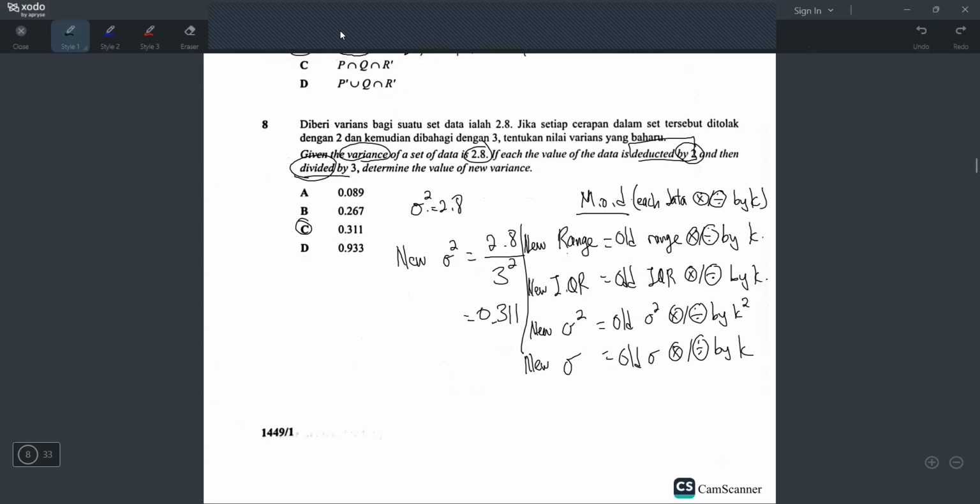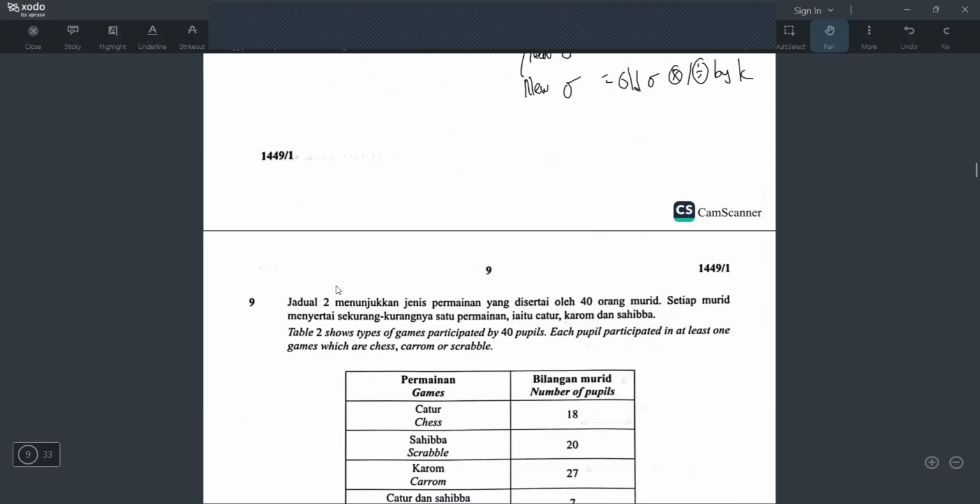It's just that I read it a little bit differently. So yeah, it's the same thing, right? So times or divide by K, times or divide by K, times or divide by K square because it's variance, and then times or divide by K. So make sure you remember this. It's very important, okay? So, yep, hope you understand.